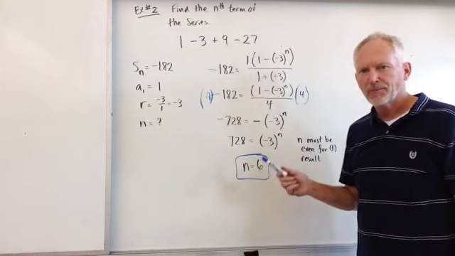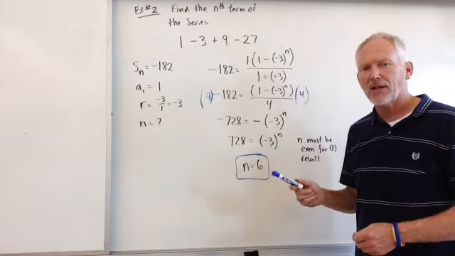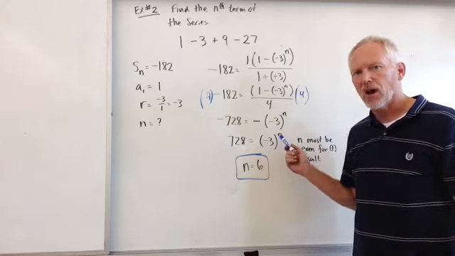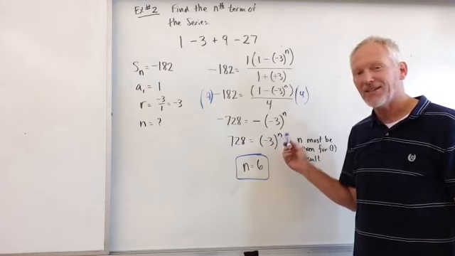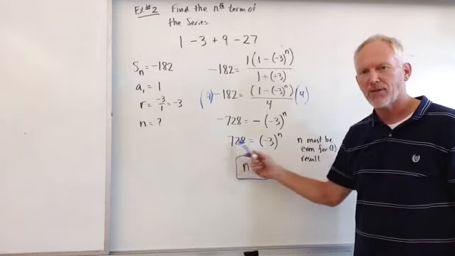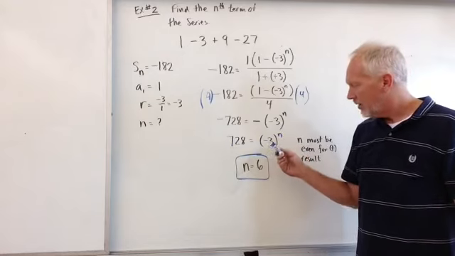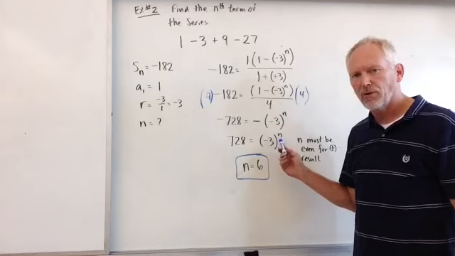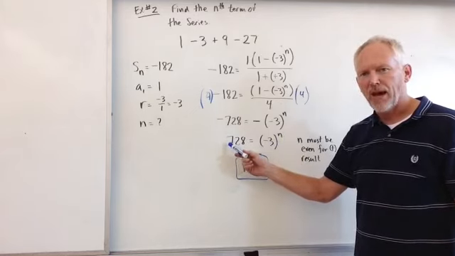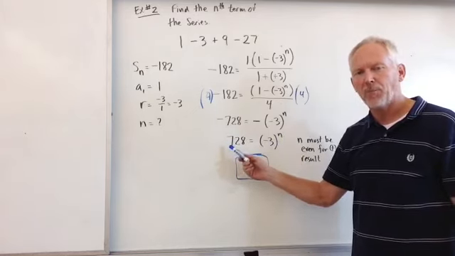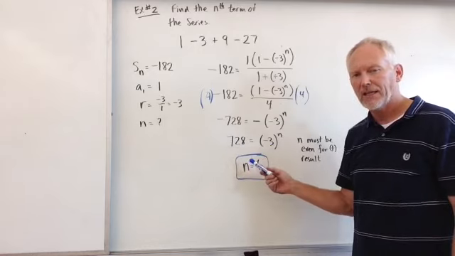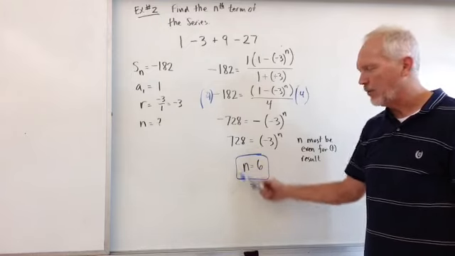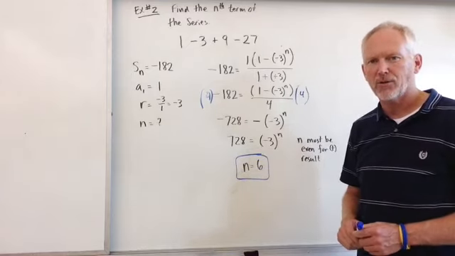Now, we have to think about this, because if n is an even number, we get a positive response. If n is odd, then that negative becomes negative once again. So we know, just from looking at the result, that since 728 is a positive number, we will have an even value. We can just try 2, 4, and then 6, and we find out that n is equal to 6.